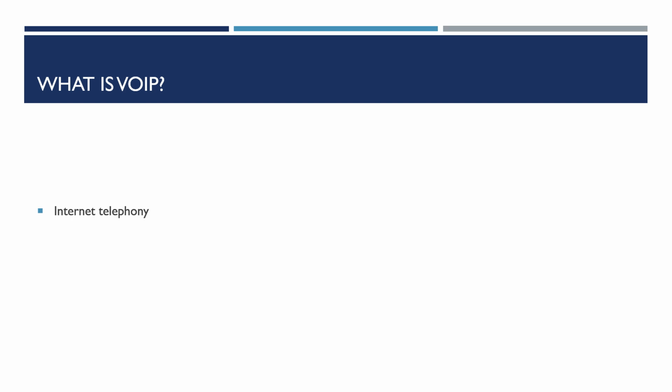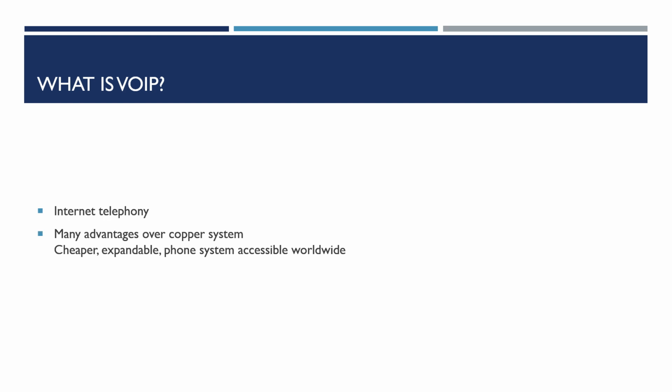Okay, so it's internet telephony. So it's essentially a phone. All you have to understand is that you are making phone calls over the internet as opposed to over copper wires. It has many advantages over the copper system. A few are it's cheaper, very easily expandable, scalable, and you can access your phone system worldwide, which is something you can't really do in the same way with traditional copper phone networks, phone systems.